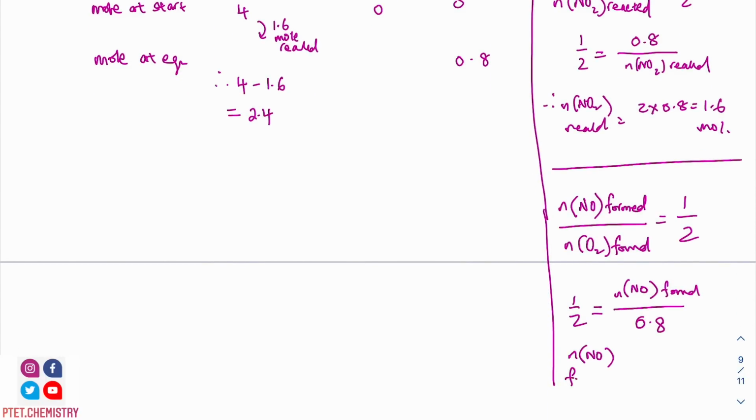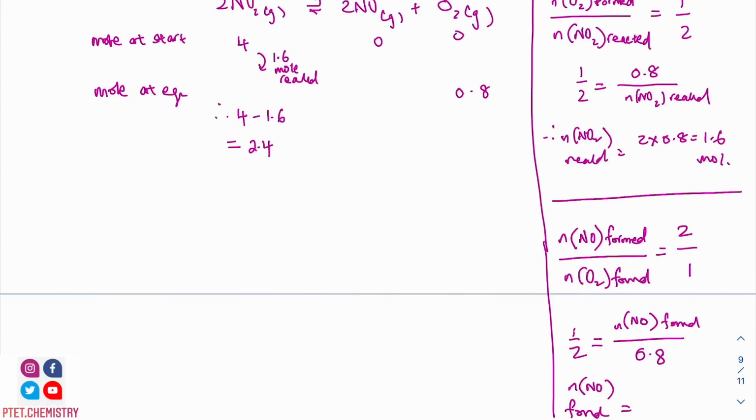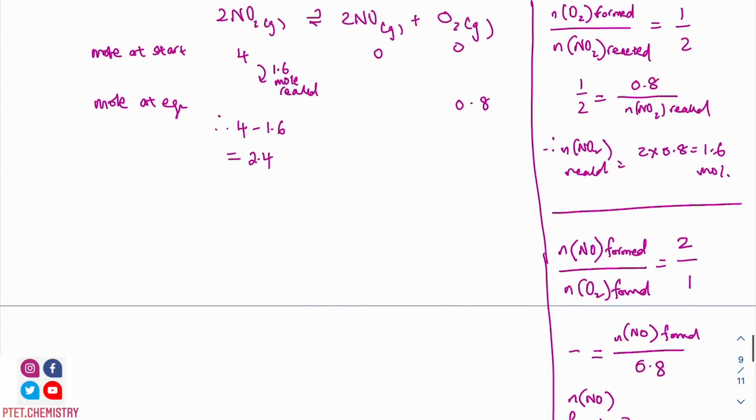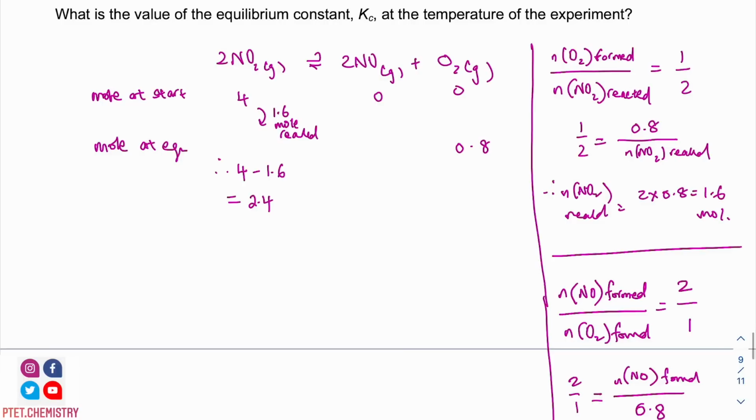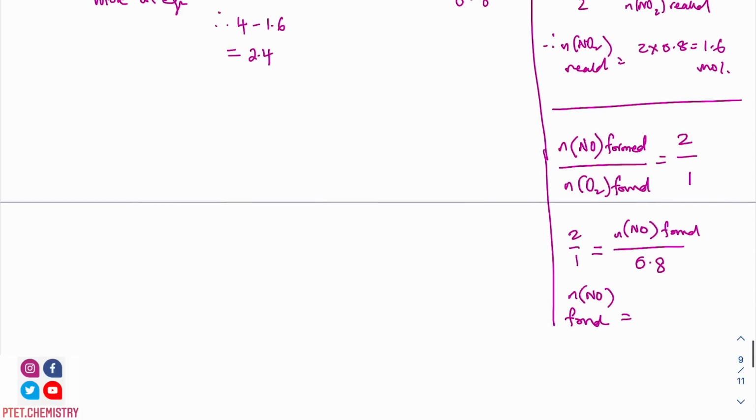So the mole of NO formed is, have I done something wrong? Let me see. Yep, I've done something wrong. The mole of NO formed is 2:1, because from the equation it's 2 mole of NO to 1 mole of O2. You see, it really does not matter as long as you label what you have and you follow through the fractions and you will be alright. I thought I had the same fraction, but I didn't. So you gotta be careful of what you write.